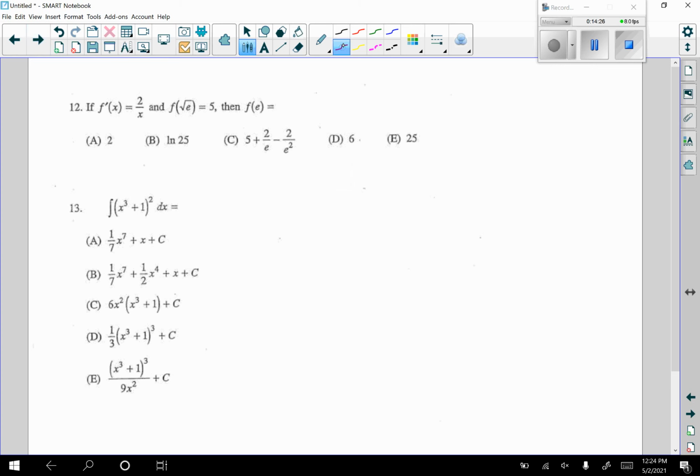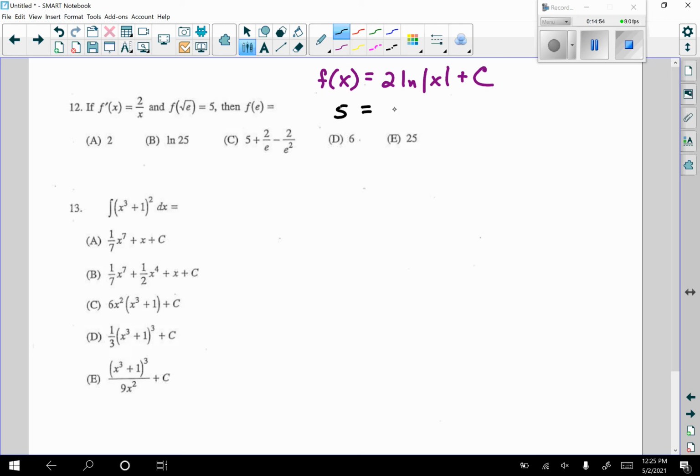All right, our last two. Here in number 12, we're given the derivative is equal to 2 over x. So f of x, because this exponent is a 1, we can't use the power rule for antiderivatives. The antiderivative here would involve the natural log. So this becomes 2 times the natural log of the absolute value of x plus c. We have an initial condition here. So f of radical e is equal to 5.